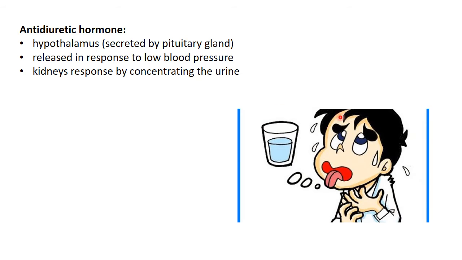So two glands in our head, in our brain, are responsible. And this hormone is released when we have low blood pressure. If we are dehydrated, if we've been doing lots of exercise, like this man over here, our hypothalamus and pituitary glands secrete the antidiuretic hormone, and this tells our kidneys to concentrate the urine, to stop losing so much water in the urine.